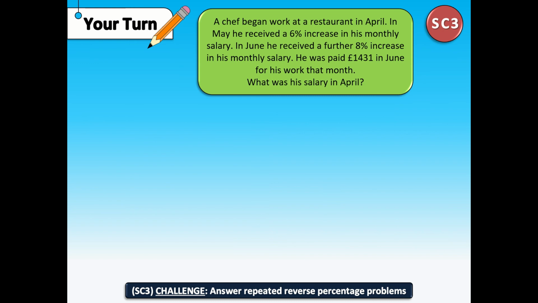So for the green question, a chef began work at a restaurant in April. In May, he received a 6% increase in his monthly salary. In June, he received a further 8% increase in his monthly salary. He was paid £1,431 in June for his work that month. So what was his salary in April?